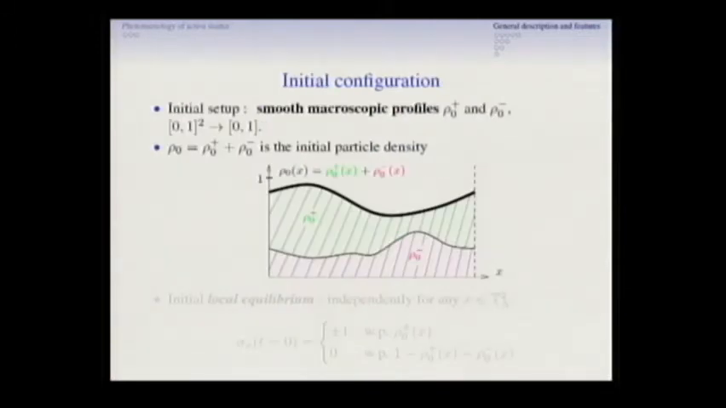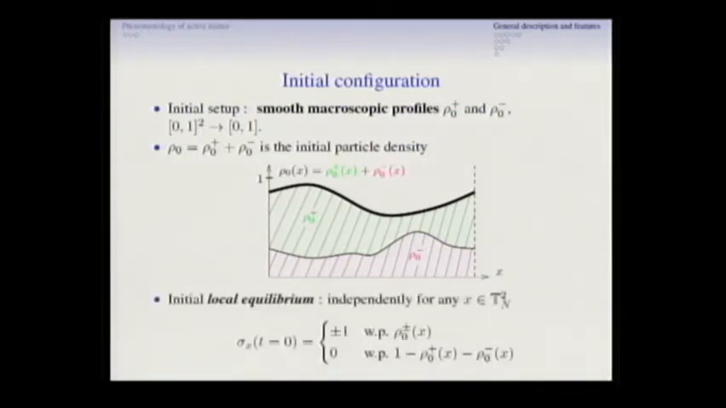Now, we want to start from some smooth initial condition. So we're going to consider two macroscopic profiles, rho 0 plus and rho 0 minus, which are two smooth functions from [0,1] squared to [0,1]. And we assume that the total density, rho 0, which is the sum of these two profiles, is less than 1.